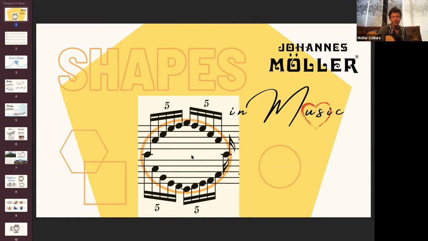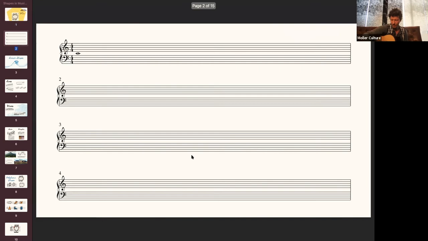Anyway, so what do I mean with shapes in music? Before we look at that, I also sent out this PDF, and on the second page, you see these two staves here. It's basically like a piano, you could say. And I know that for guitarists, we're maybe not used to reading bass clef. So basically this C here is sort of the C on the second string, since we're reading it in a regular G clef, it's not an octave below.